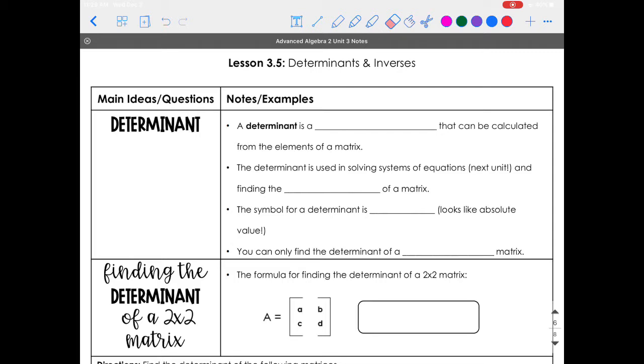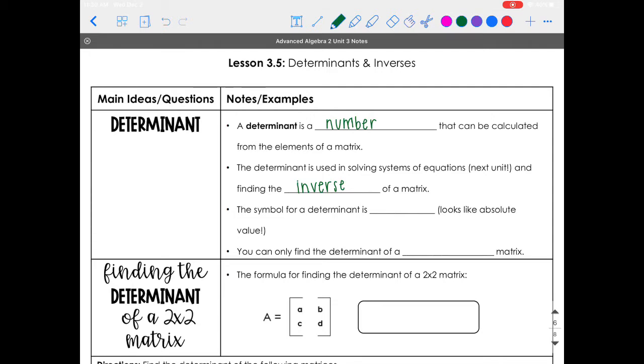All right, in this video, we're going over the final lesson of the unit, which is 3.5, determinants and inverses. So we're going to start with a determinant, and a determinant is a number, just a single number, that we calculate using the elements of a matrix. And we use these determinants when we're solving systems of equations and also when we're finding the inverse of a matrix, which we will learn later in this video.